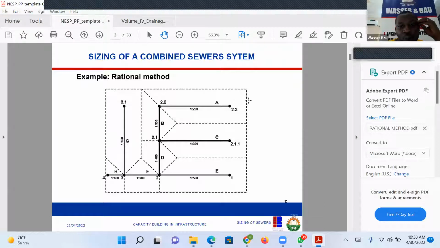So now we are assuming that this is a fixed boundary. When I say fixed boundary, that means water cannot flow out of these places. All the water will accumulate and then discharge here.